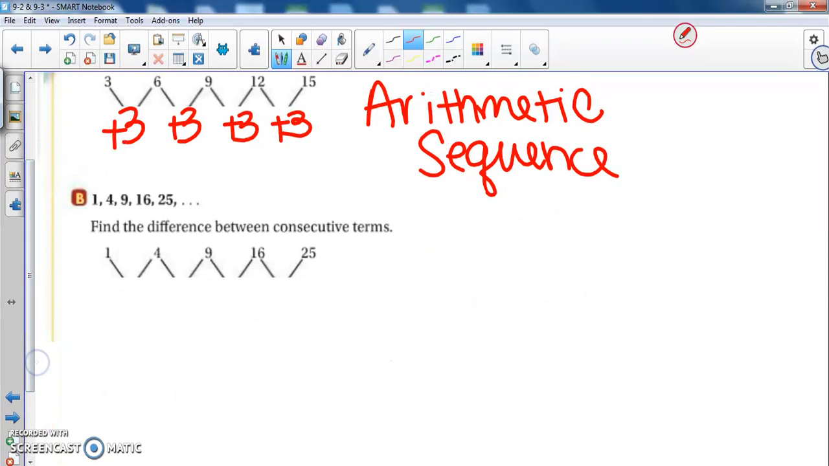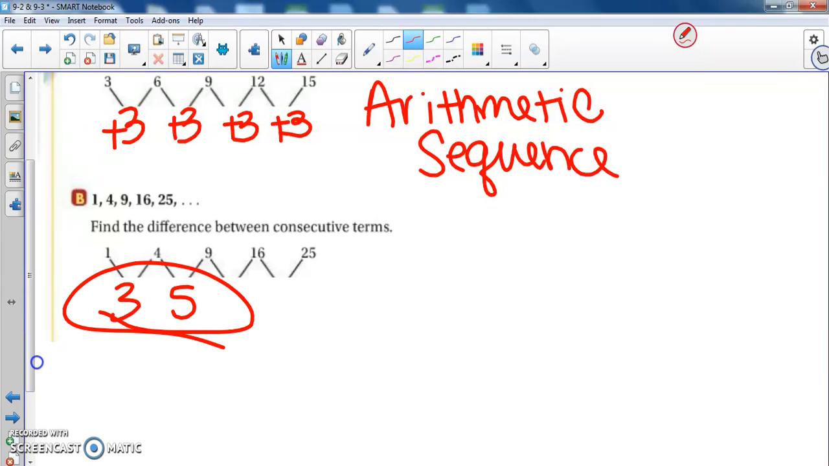Now we have 1, 4, 9, 16, 25. To find our common difference, we take the second term minus the first term. 4 minus 1, which is 3. Then the third term minus the second term, 9 minus 4, which is 5. Since we have two different differences, this is not arithmetic.